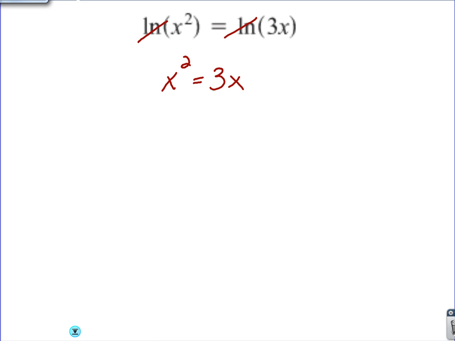Here we go. So x squared equals 3x. In order to solve, it's quadratic. Move everything to one side. So we have x squared, positive 3x turns into negative 3x.